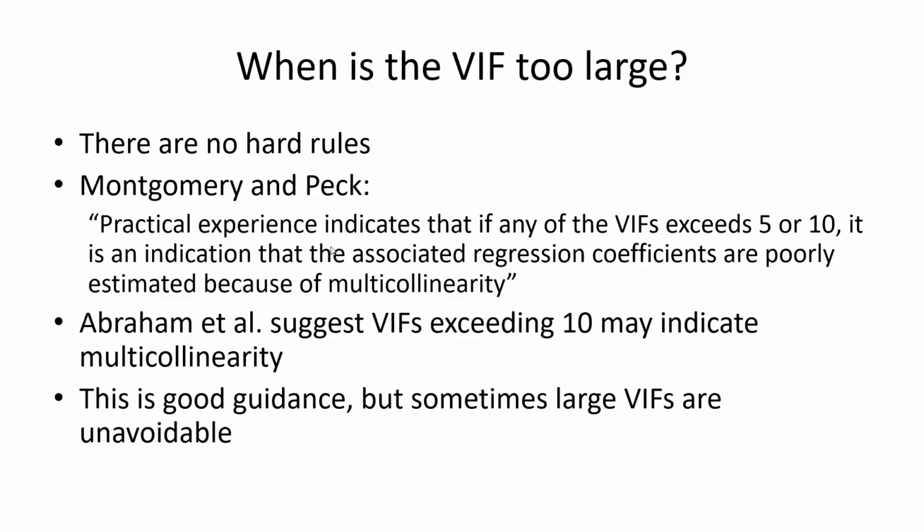What is large? Montgomery and Peck, the authors of a prominent book on linear regression, say practical experience indicates that if any of the VIF exceeds 5 or 10, it is an indication that the associated regression coefficients are poorly estimated because of multicollinearity. And Abraham et al. suggest VIFs exceeding 10 may indicate multicollinearity. This is good guidance. In practice, we do what we can. We certainly are worried if there's something above 10, but we do as good as we can. Sometimes large VIFs are unavoidable, but we're trying our best.